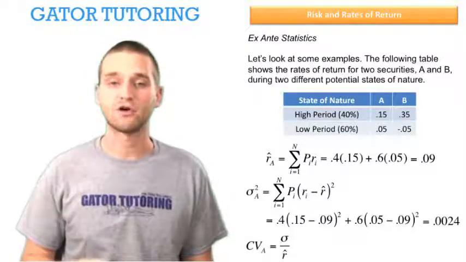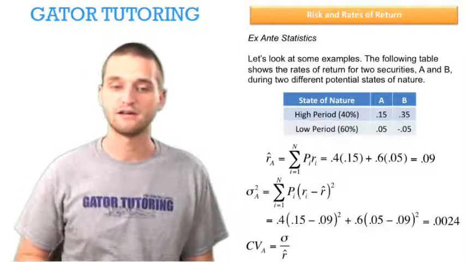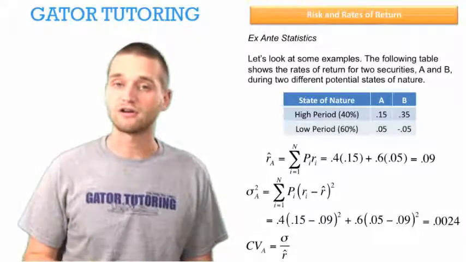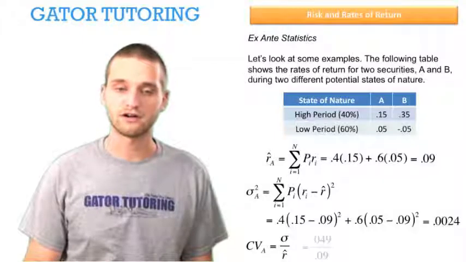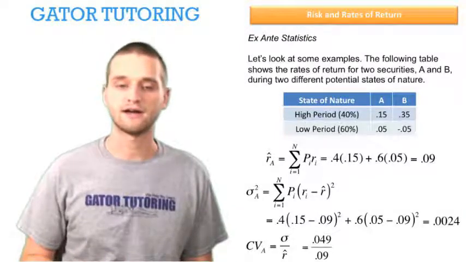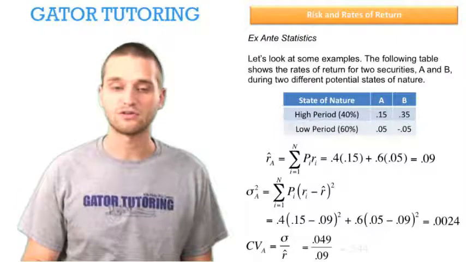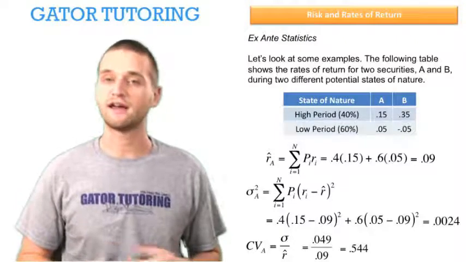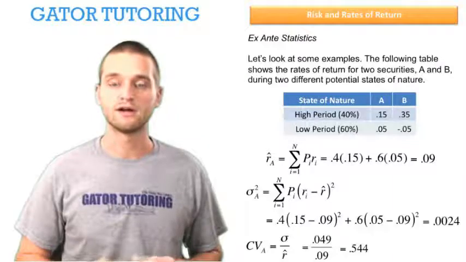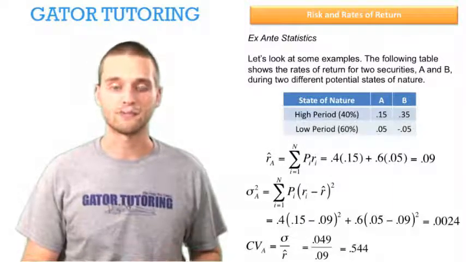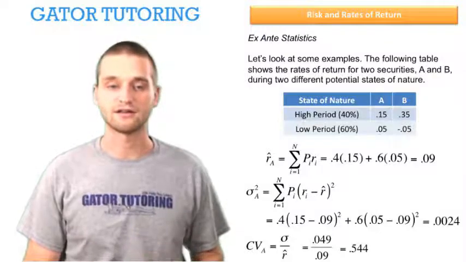Now we can calculate the coefficient of variation for security A. It's the standard deviation divided by the expected return. So the standard deviation is just the square root of the variance, which is 0.049, the expected return we already found is 0.09, so we see that the coefficient of variation for security A is 0.544. Now I'll let you do these three measures for security B by yourself and make sure you understand all the calculations.